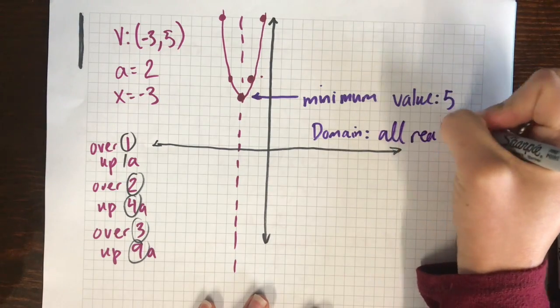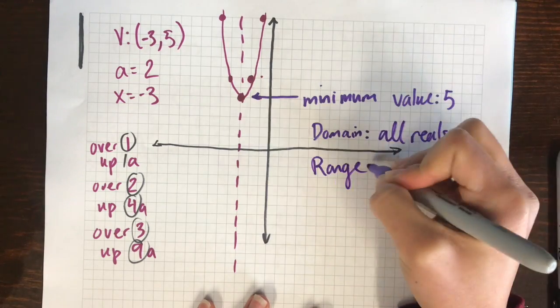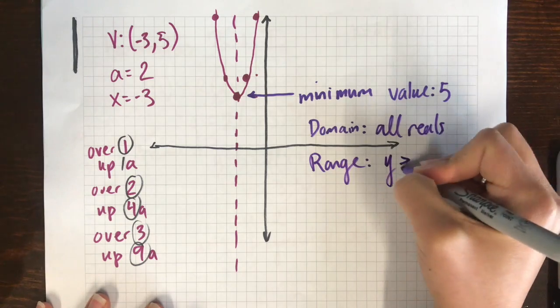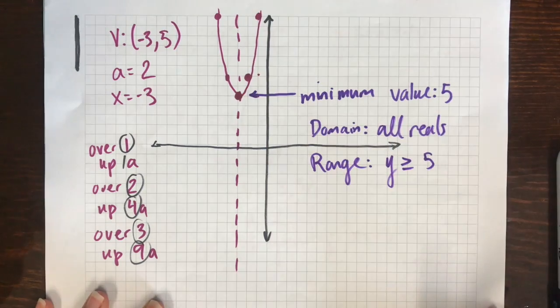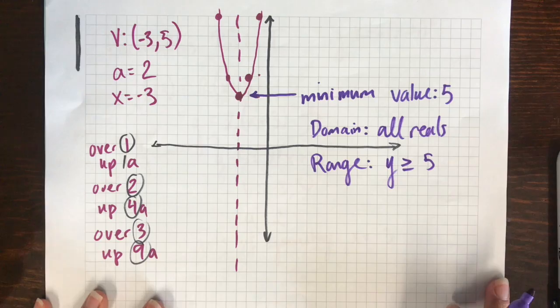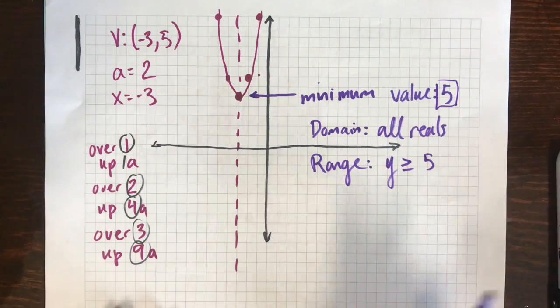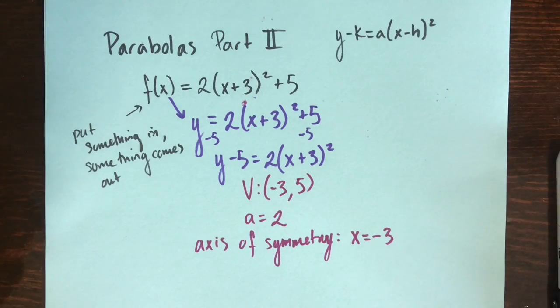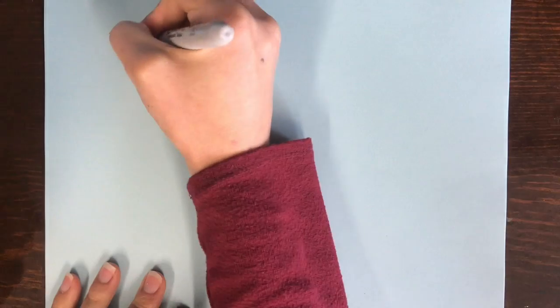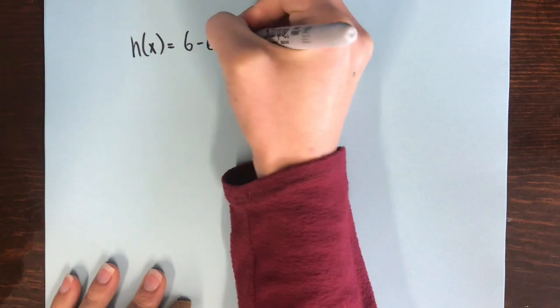Now the domain is, what are the possible x values? Well, I don't really have any restrictions in the x-axis. It can be all reals. And then my range, lastly, which is like the y values that I get, y is going to be greater than or equal to 5, which I base off of that minimum value, right? Y can be any number that's greater than that, but it starts at 5, so it's any number that's greater than or equal to 5.